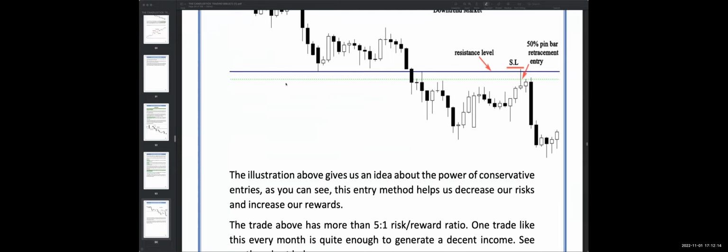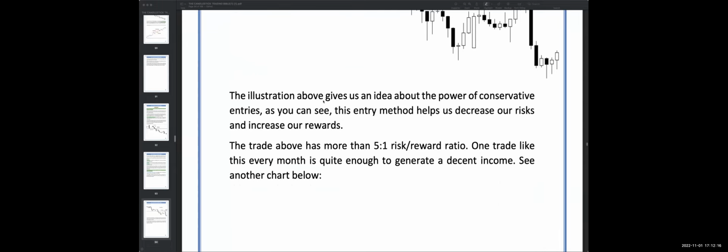But sometimes, as you saw on the aggressive entry, price will show a pin bar, then just drop without retracing halfway. The markets can do that, so you shouldn't feel bad if you miss a trade, and you shouldn't chase price if you miss a trade.